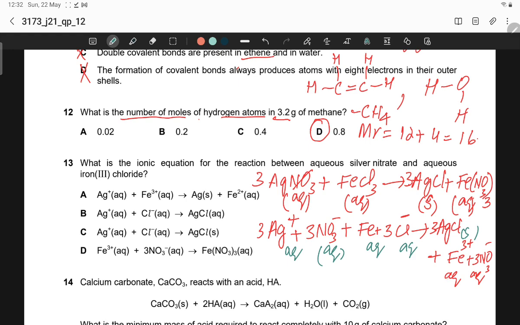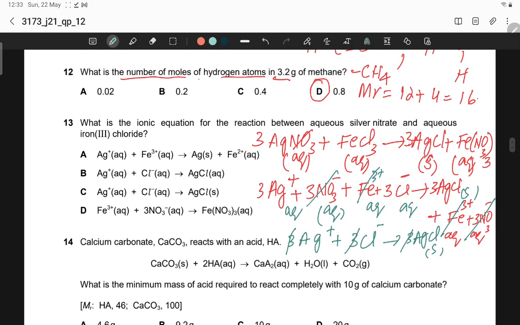So the iron(III) ions are the same, and the nitrate ions are the same. What is left behind is 3Ag+ plus 3Cl- to form 3AgCl. Because 3 is common, we cancel it, and the ionic equation will be Ag+ plus Cl- to form AgCl: aqueous, aqueous, and solid.